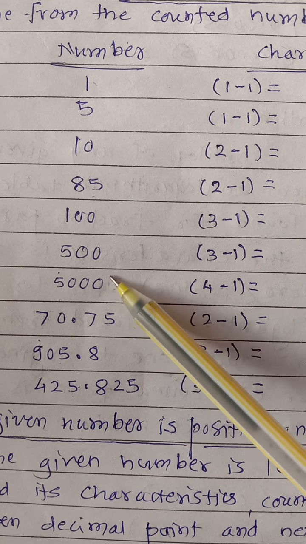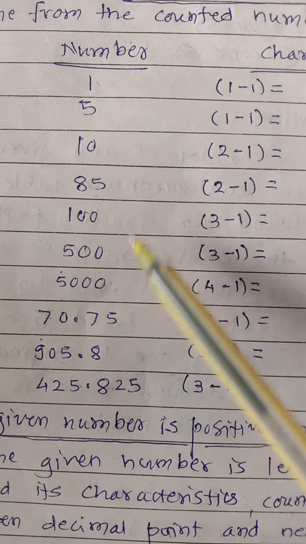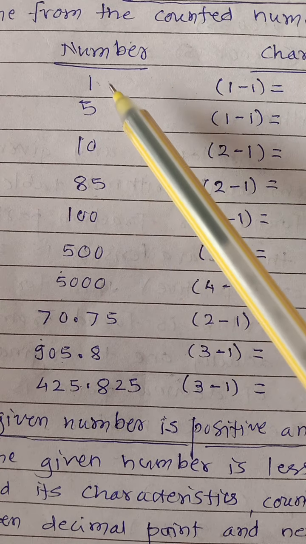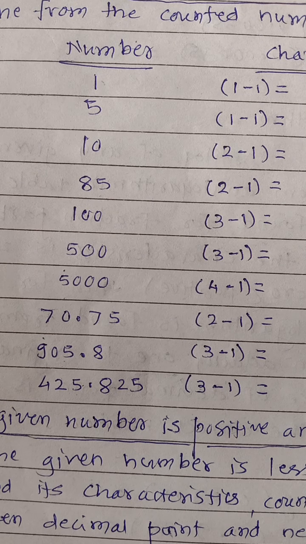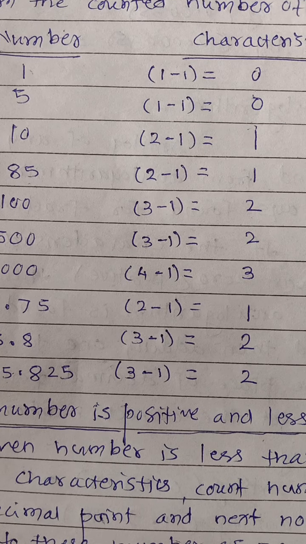So for all other numbers from 1 to 5000, decimal points will be after these digits, that is 1 point, 5 point, 10 point, 85 point, like this, and therefore the number of digits counted are before the decimal points. When deciding the characteristic, we count the number of digits before the decimal point and subtract 1 from that count, and we get the characteristic of that number, and therefore it will be in the form of an integral part.